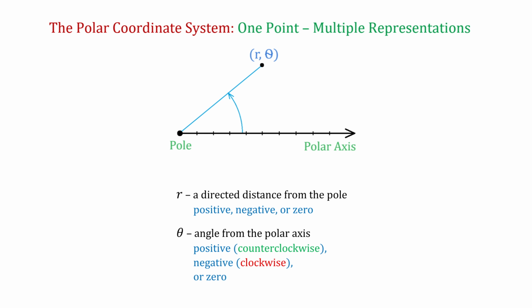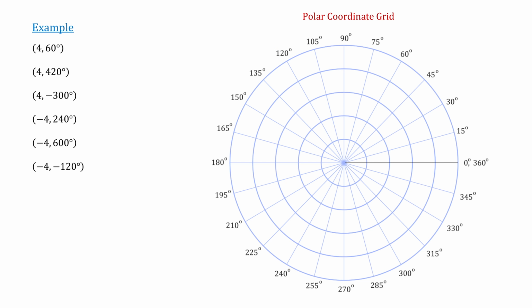In this video, I want to show you that in the polar coordinate system, each point has infinitely many representations. In this example, we have multiple polar coordinates, and you will see that each one represents the same point. To the right, we have the polar coordinate grid that will allow us to accurately draw the angle and count the number of units from the pole. First, we will plot the point 4, 60 degrees.